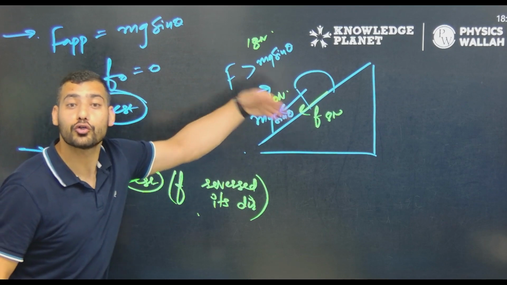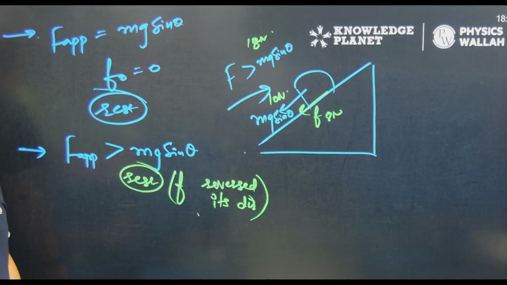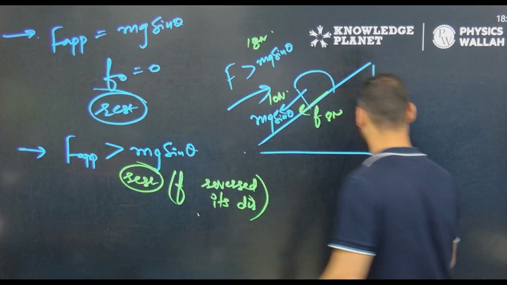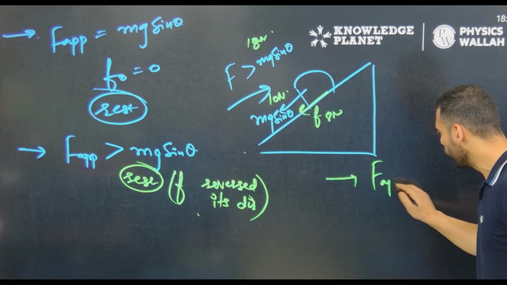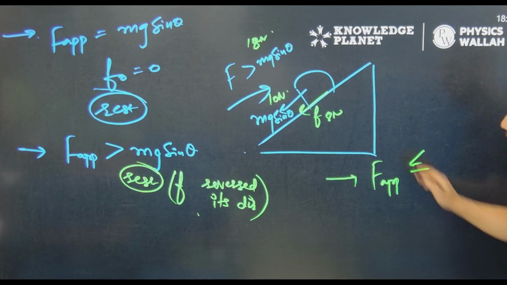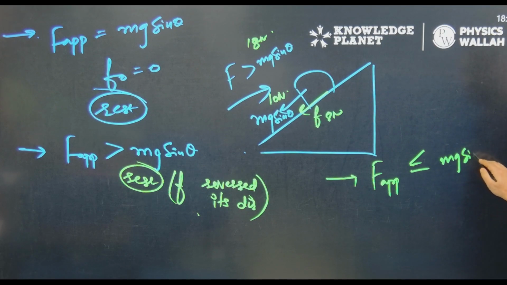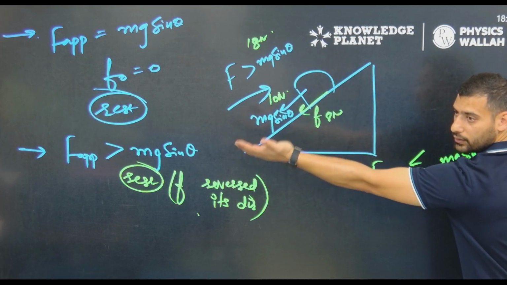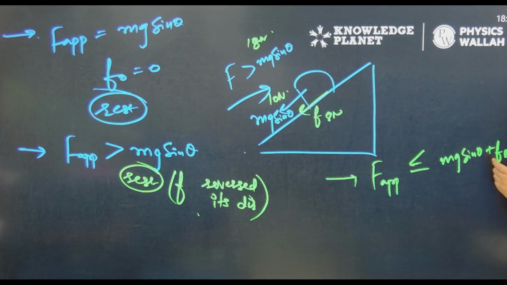Till when will the block not go up? Exactly. So that means if the applied force is equal to or less than how much? mg sin theta plus the limiting friction. Isn't it? Until and when the applied force is mg sin theta plus something and it is less than this combination, remember the block is not going to go up. It will remain at rest, because the friction will self-adjust, right?